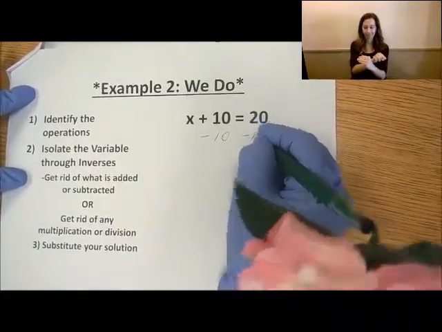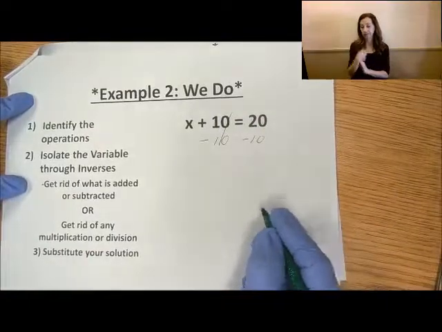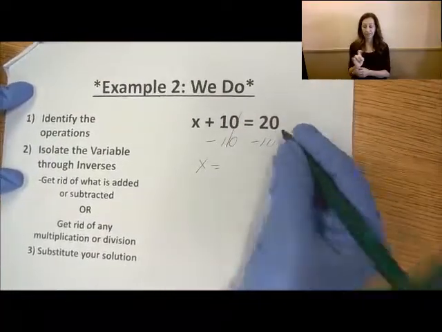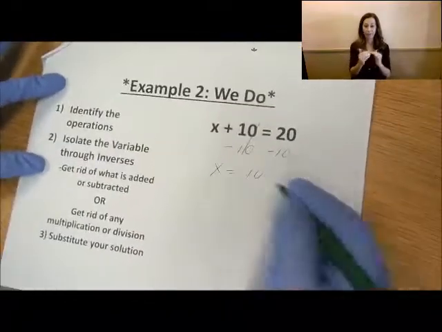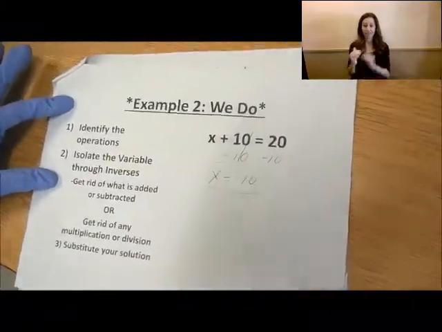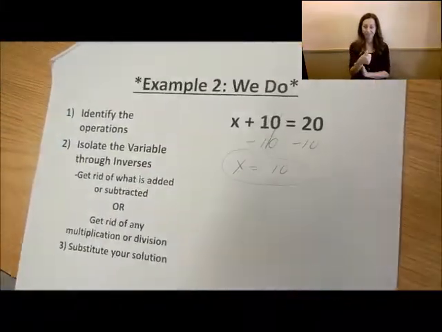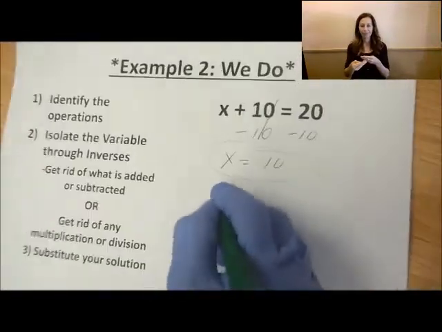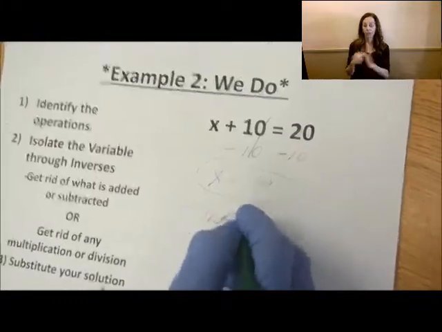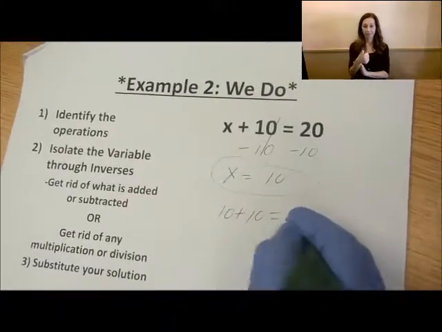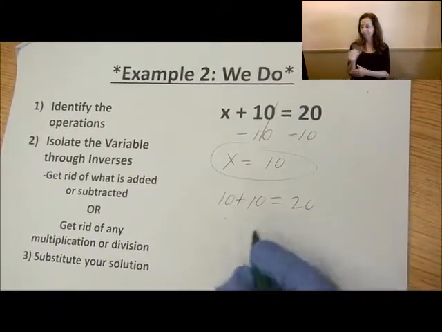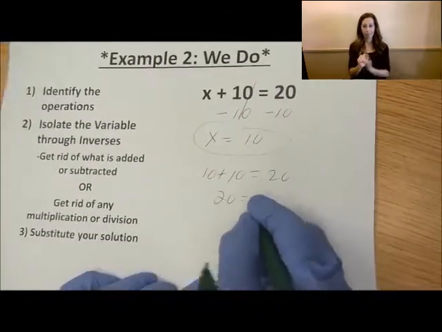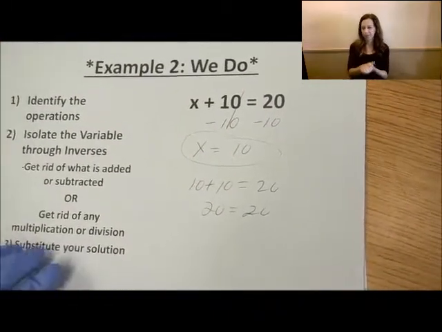So we're going to subtract 10 here. This one cancels. On this side we have x. 20 minus 10 is 10, so x equals 10. Now if we do our substitution, we're going to have 10 plus 10 equals 20. 10 plus 10 is 20 equals 20. So there is the proof that we have the right solution.